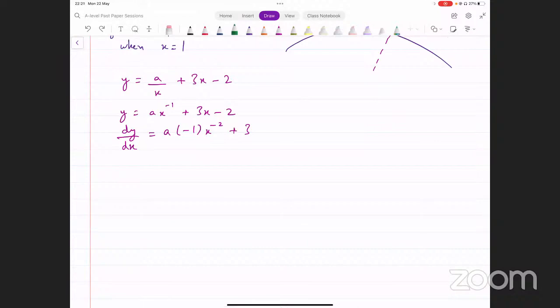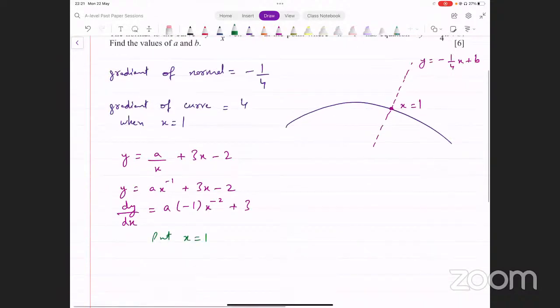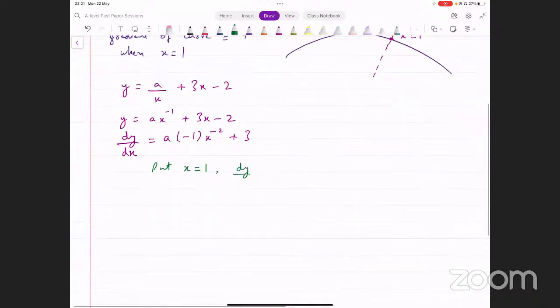Now what can we do? We can say when x equals 1, the gradient of the curve at that point, as we figured out, should be 4. So put x equals 1, and the derivative at this point, which represents the gradient, should be equal to 4.